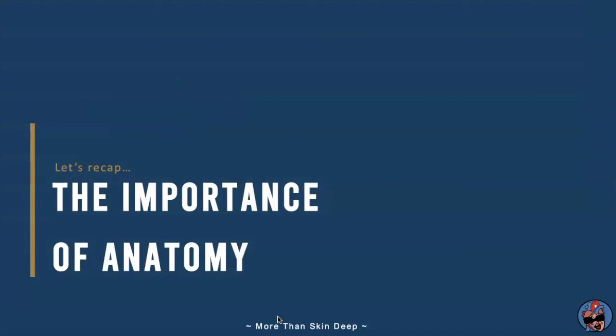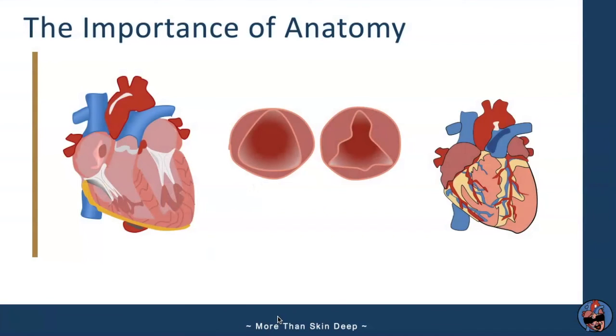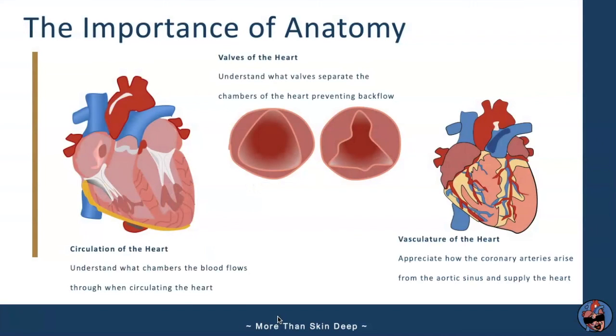Now let's recap the importance of anatomy. Anatomy is important because it helps you understand the circulation of the heart and what chambers the blood flows through when circulating the heart to the lungs and then to the body. It also helps you understand the valves of the heart and how those valves can change in pathology like aortic stenosis.